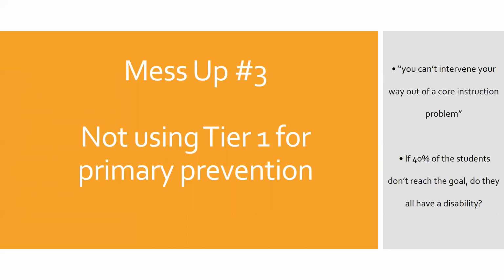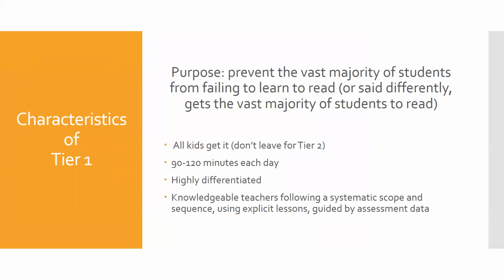Because if 40% of our students are not reaching the goal in our tier 1 primary prevention program, then we really need to evaluate that core program. All kids don't leave for tier 2. So if we're benchmarking and we find that unfortunately we're not seeing that 80% at benchmark, instead we're seeing more like a 40% or a 60%, it really needs to be evaluated on your tier 1 then.